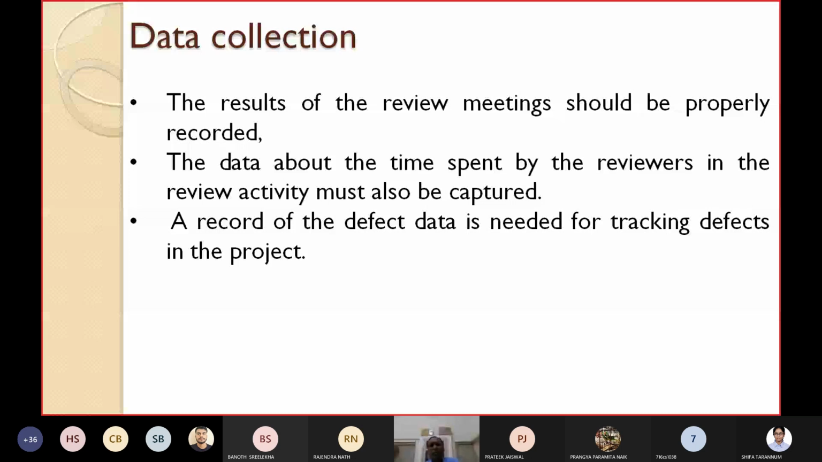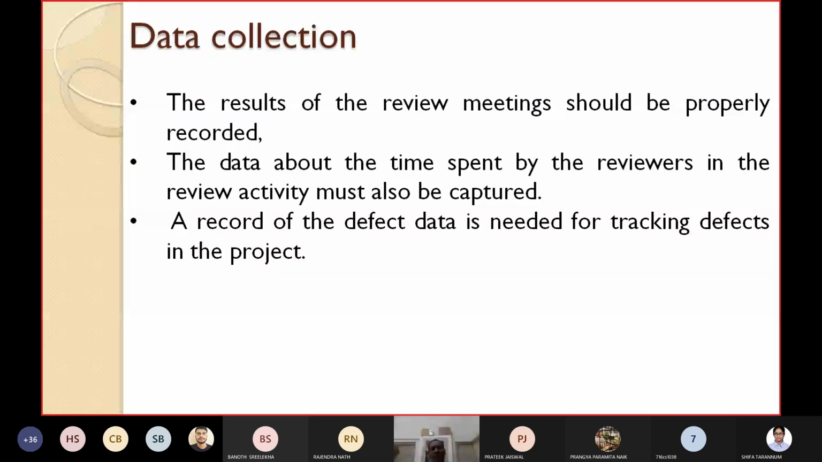A record of the defect data is needed for tracking defects in the project. So what defects have you found? You must record them. That will help you in tracking defects in the project, maybe in the near future. So please prepare a record of the defect data that you have found during your review. The different reports in which the review data is captured are as follows. You can see in this figure there are different reports.